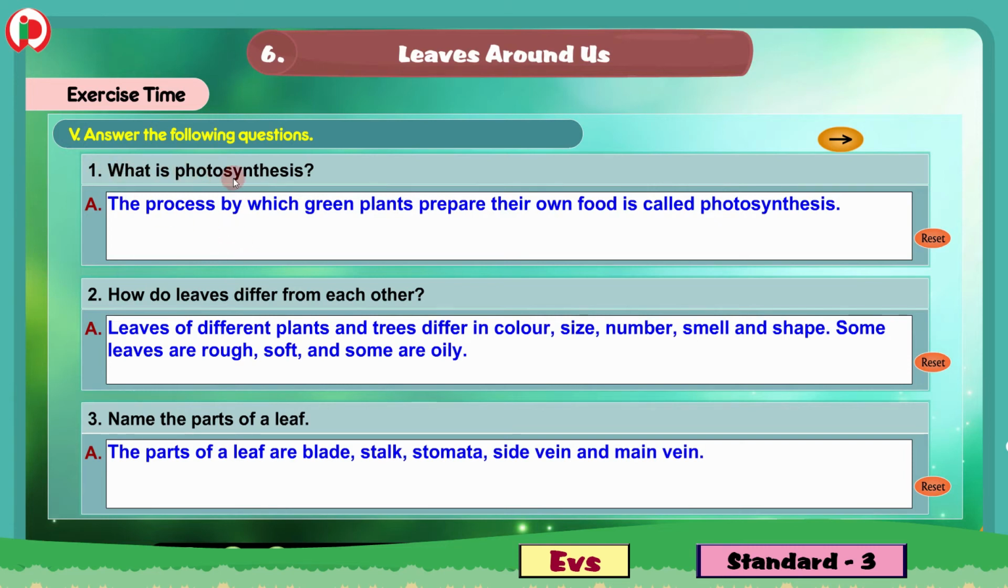First is, what is photosynthesis? And the answer is, the process by which green plants prepare their own food is called photosynthesis. Second question, how do leaves differ from each other? Leaves differ from each other by color, size, number, smell and shape. And some leaves are rough, some are soft and some are oily. Name the parts of a leaf. The parts of a leaf are blade, stalk, stomata, side vein and main vein. So these are the answers for the first three questions. Now we will move to the fourth question.